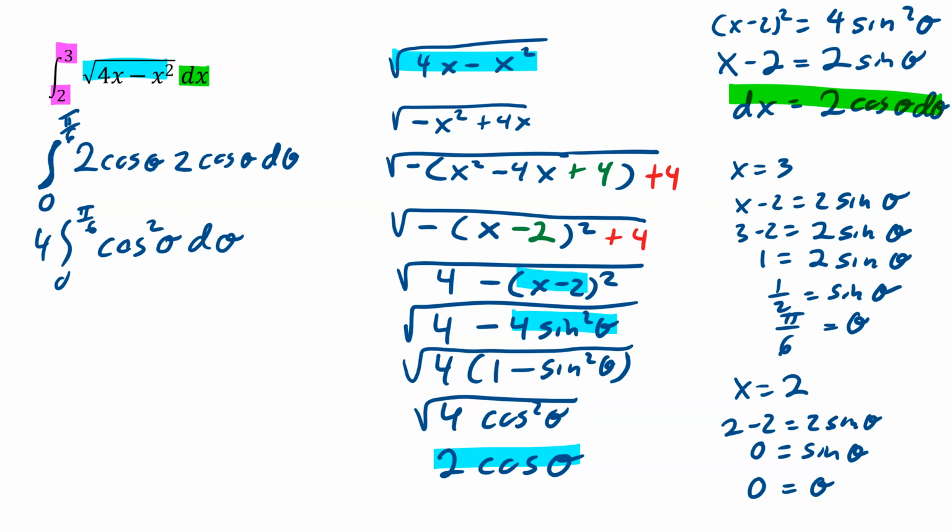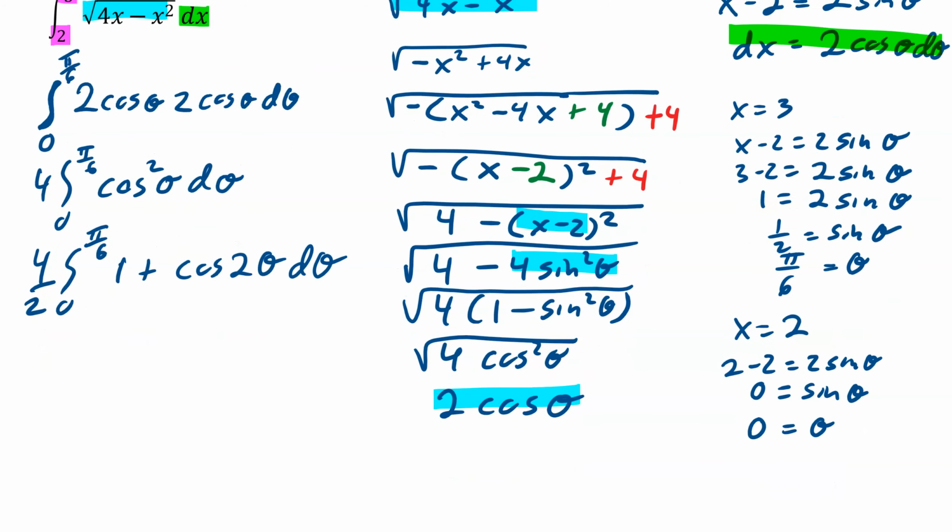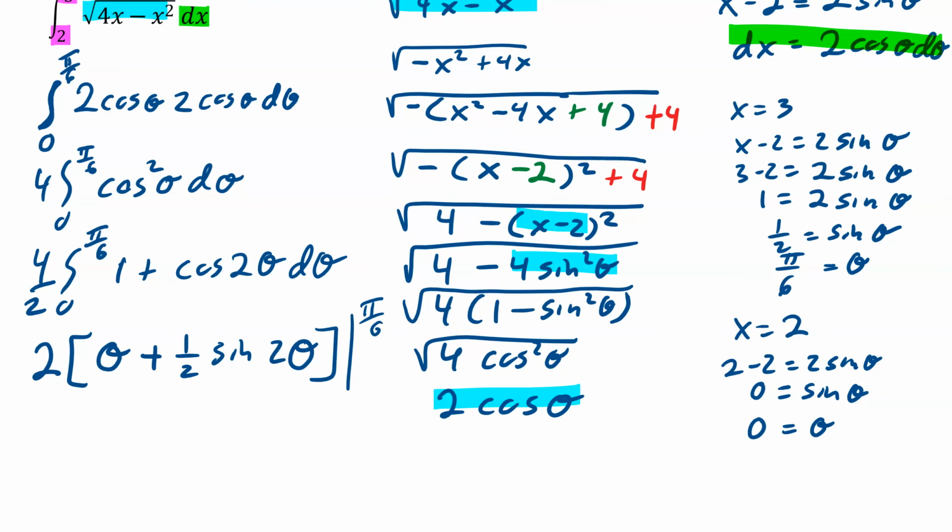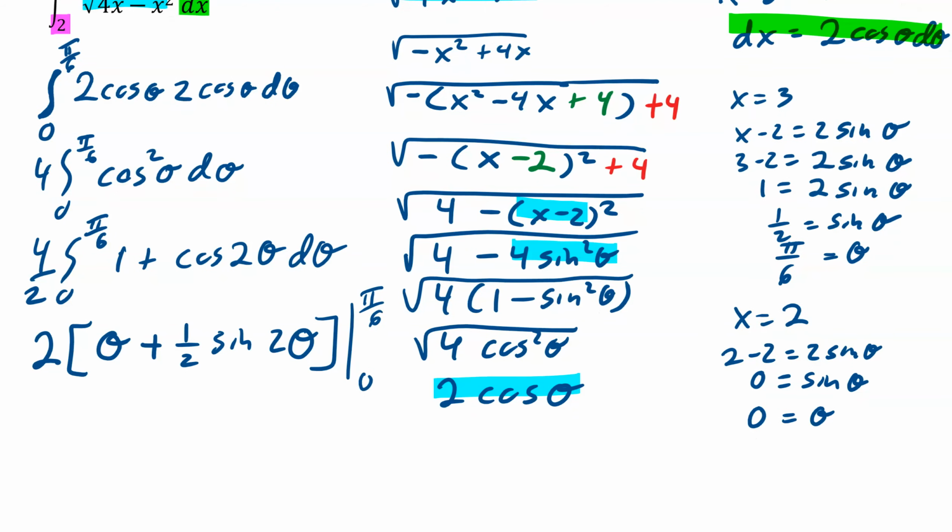Up, there's our square, so we need to turn it into a non-square using our double angle. So that would be 4 over 2, and then it becomes 1 plus cosine 2 theta d theta. So we end up with 2 bracket theta plus 1/2 cosine 2 theta. Sorry, that would become sine now. Pi over 6 and 0. Now we just have to plug them in.